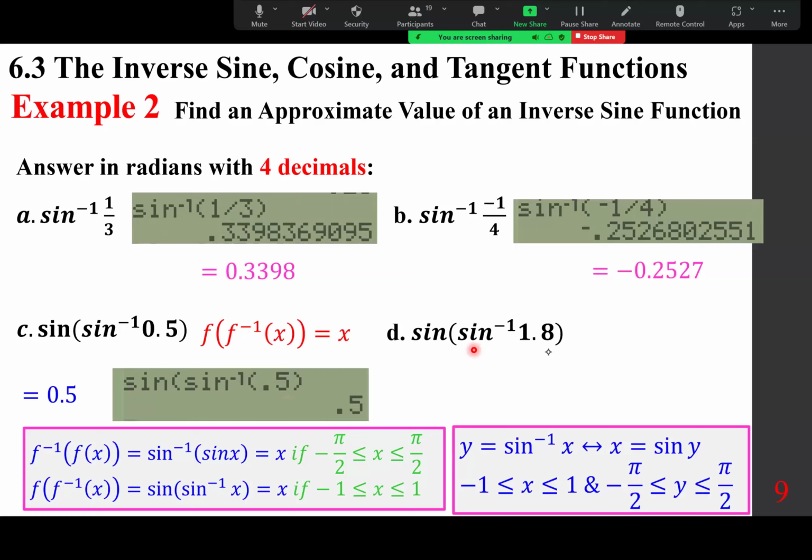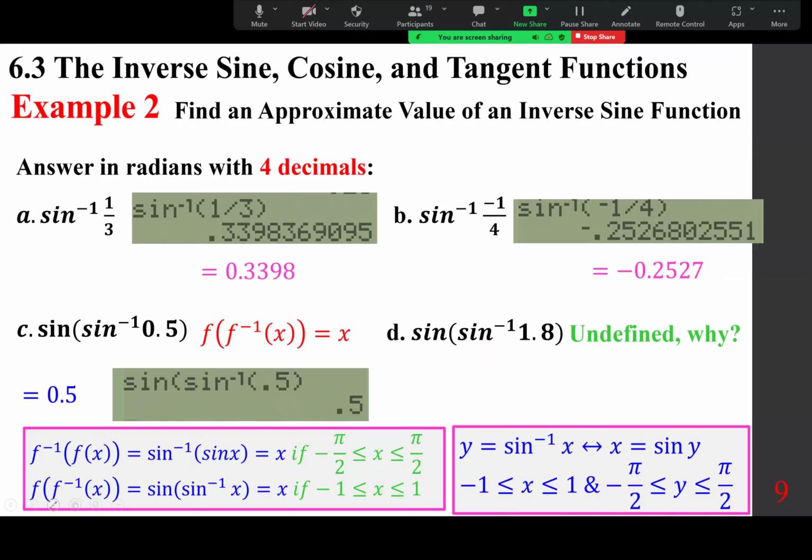What about sine of sine inverse of 1.8? This must be in the domain of sine inverse. So sine inverse, its domain is from negative 1 to 1. It's undefined.